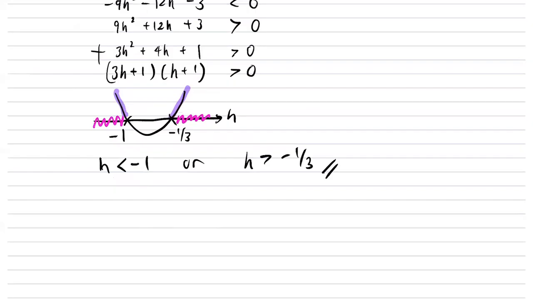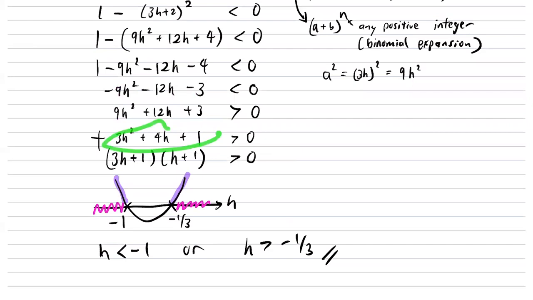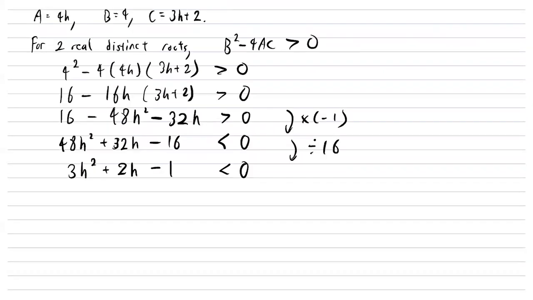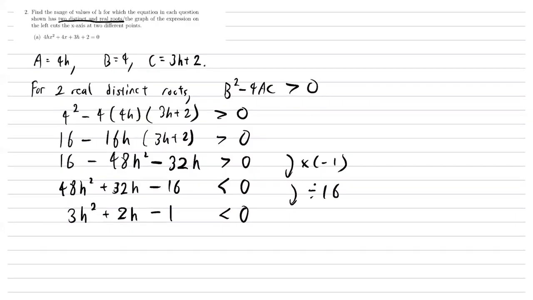That seems familiar. Oh, wait, it's different. Never mind. Anyways, 3H squared plus 2H minus 1. I'll just use a calculator for this. 3, 2, and minus 1. I realize I can factorize as 3H minus 1 and H plus 1. Is it correct? Yeah, should be correct.